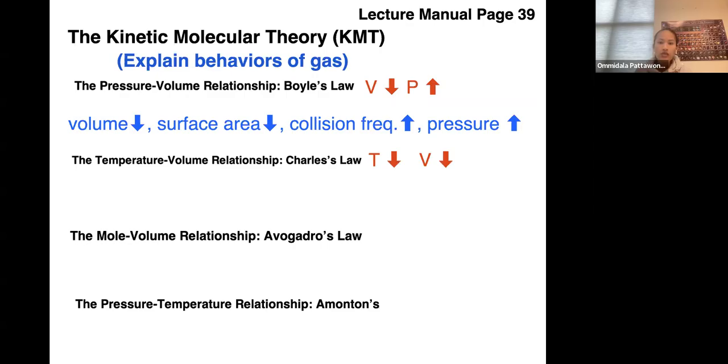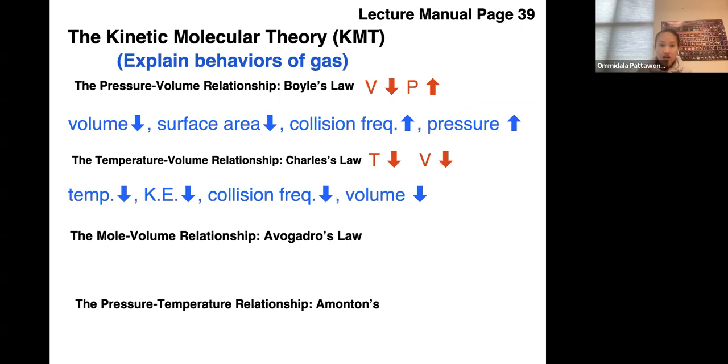Okay. So with the temperature-volume relationship, as the temperature decreases, the kinetic energy decreases as well. Molecules have less energy, so they are going to travel less frequently. Therefore, in this case, it's going to cause the volume to shrink.